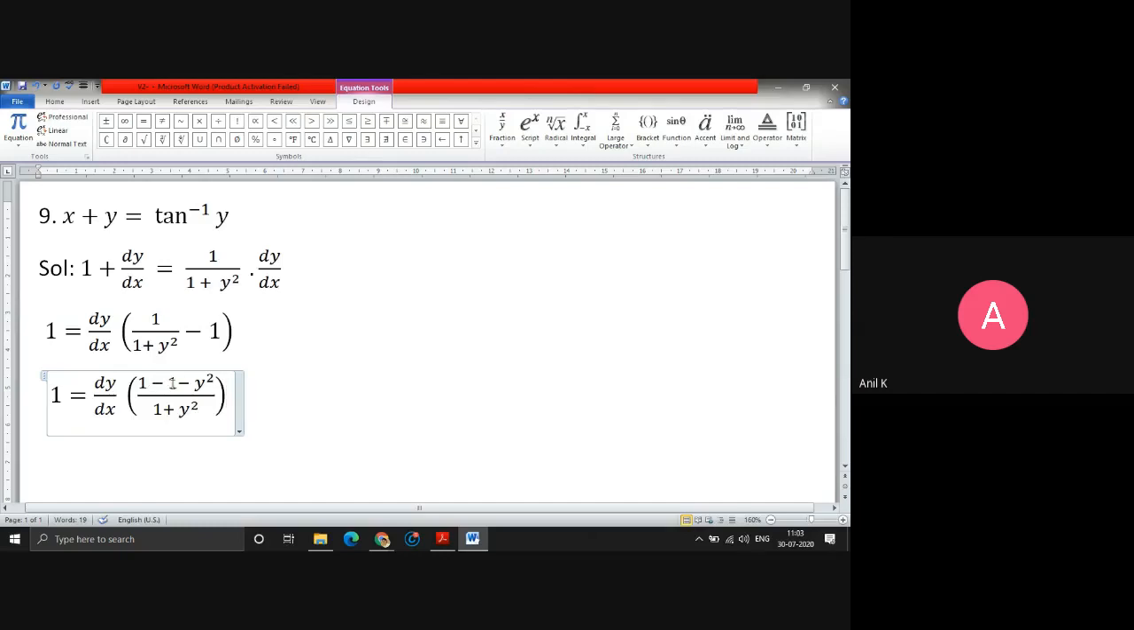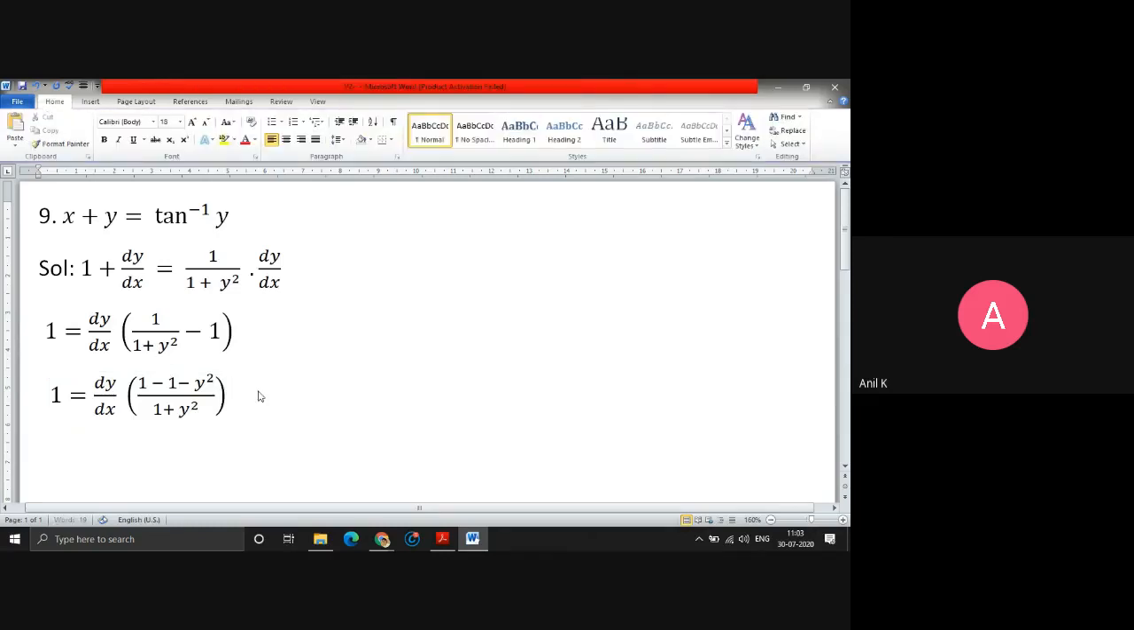Now here 1 and minus 1 will get cancelled. Next step, bring this 1 plus y square to the left hand side. What you are left with is dy by dx into y square, because plus 1 minus 1 both get cancelled. And this denominator I am sending to the right hand side. So 1 into 1 plus y square will be 1 plus y square. Here only minus y square dy by dx will be left out. So you have a minus y square dy upon dx.